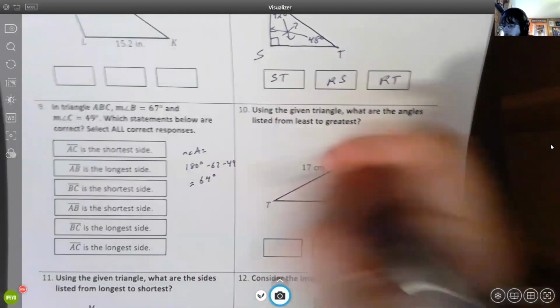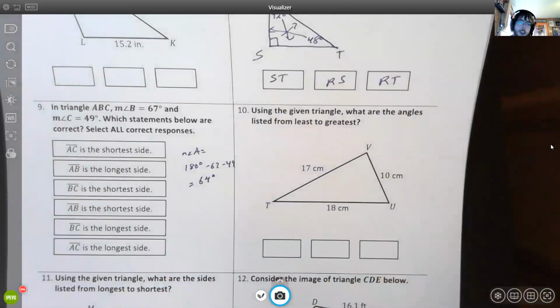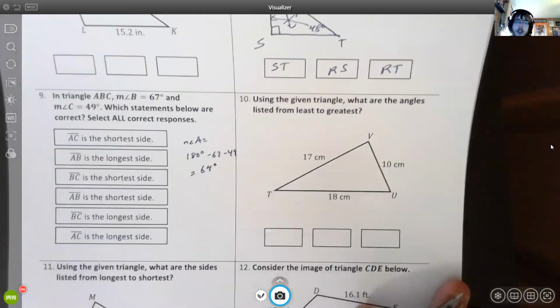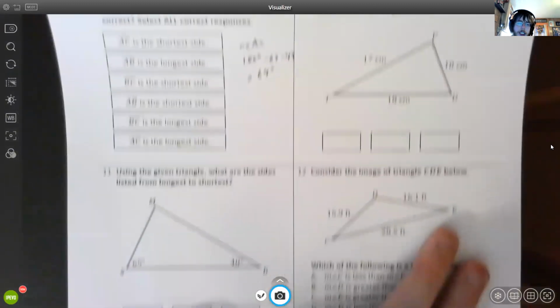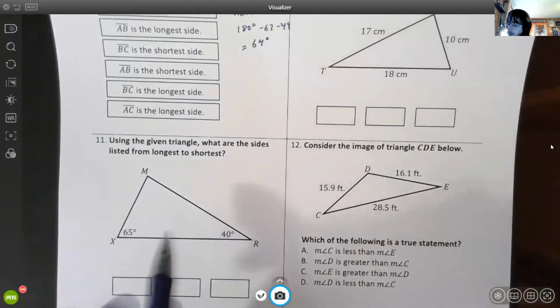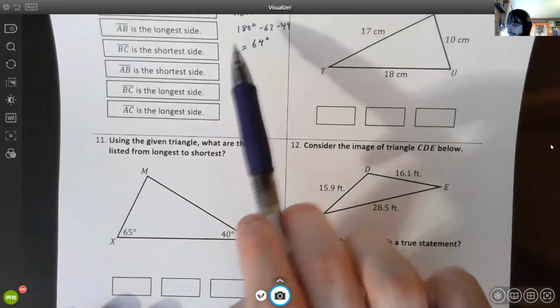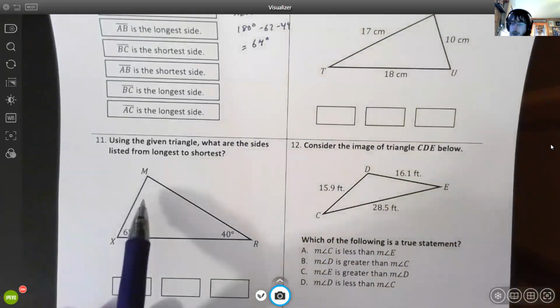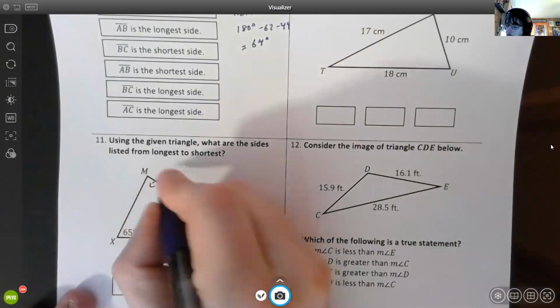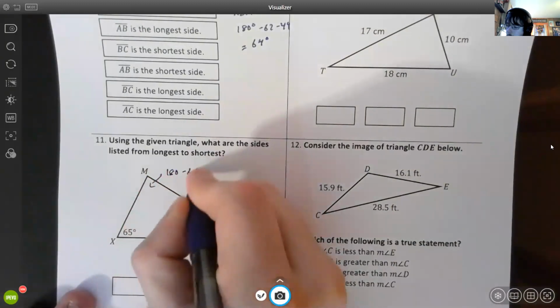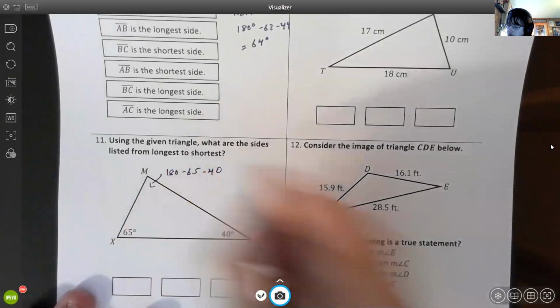Okay. So then you would just pick which one's your longest and which one's your shortest. Number 10 is similar to number 7. Just list the angles from least to greatest. Number 11 is similar to numbers 9, 8. You'll notice here that there is a missing angle on M. So the same thing to find M, 180 minus 65 minus 40.